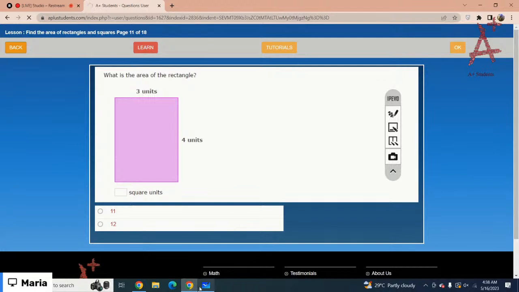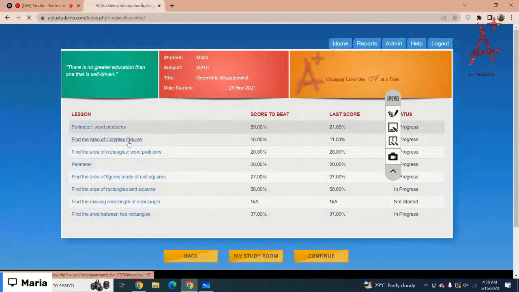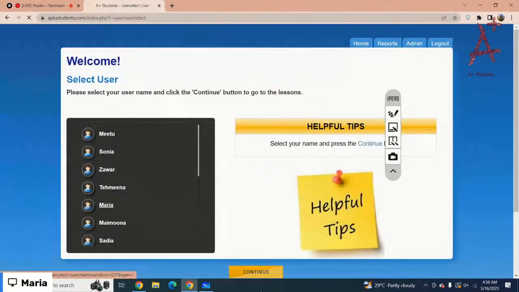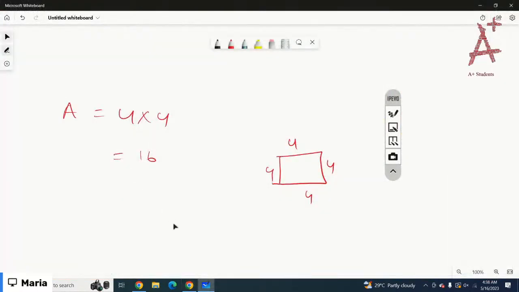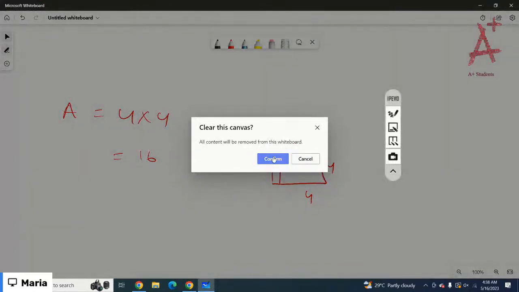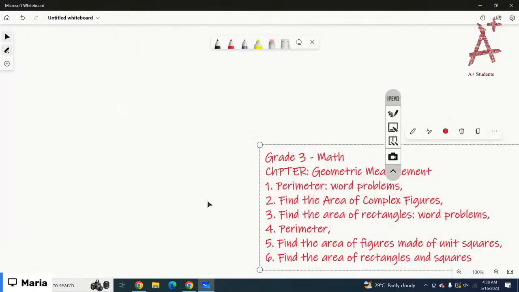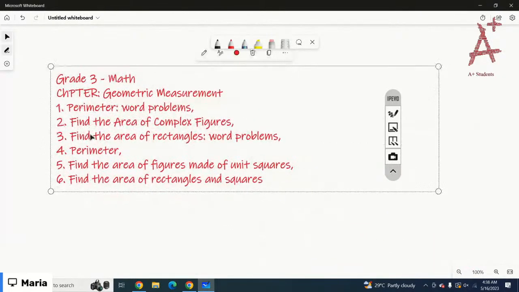So we were working on grade 3 maths, and the chapter we're working on is geometric measurements. And the lessons we have covered today are perimeter word problems, find the area of complex figures, find the area of rectangle word problems, perimeter, find the area of figures made of unit squares, find the area of rectangles and squares.